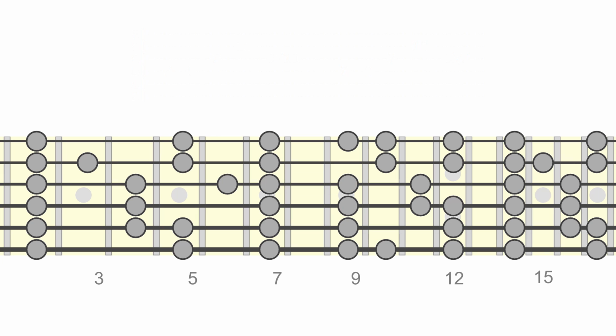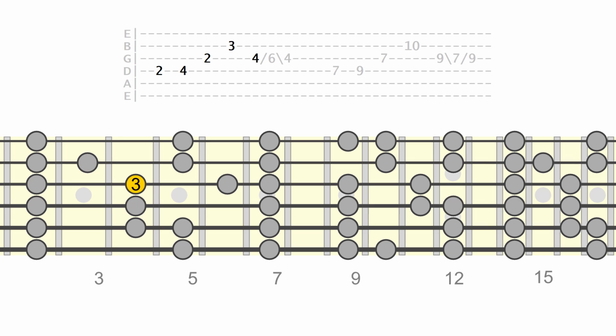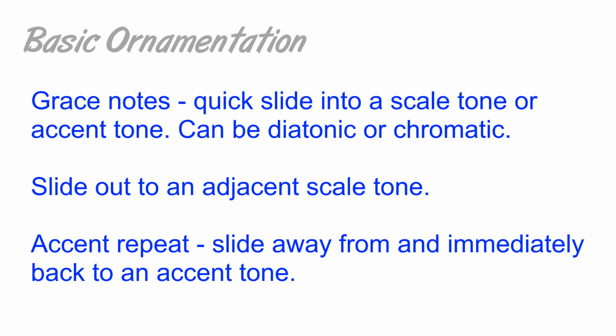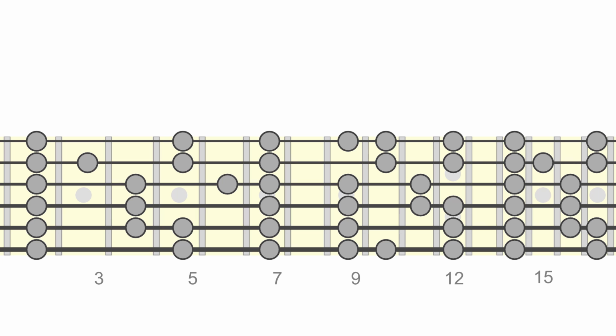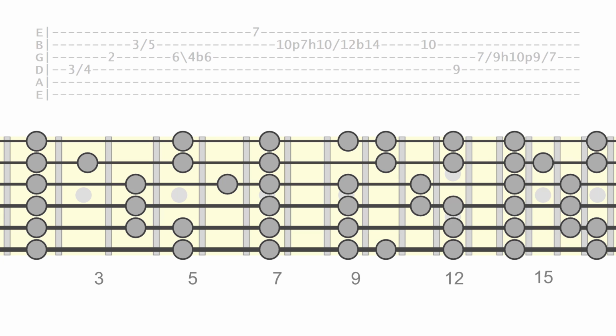We can also do what is known as an accent repeat by sliding away from and immediately back to the accent note. These kinds of ornamental slides get us closer to the qualities associated with vocal dynamics, thereby creating a more organic expression of our phrases. Once you're confident with using slides in different playing situations, try combining them seamlessly with other techniques such as string bending, hammer-ons, and pull-offs.